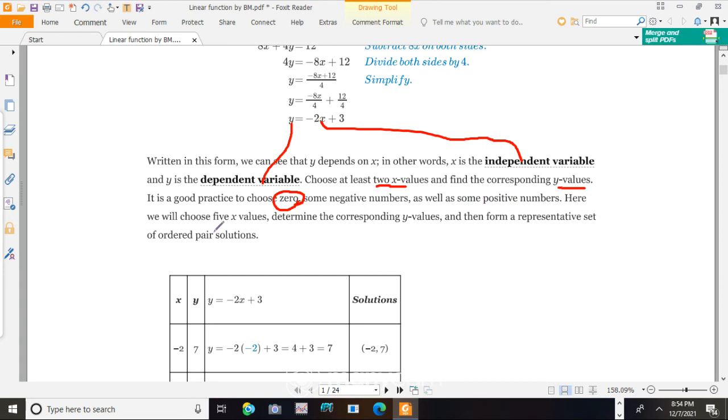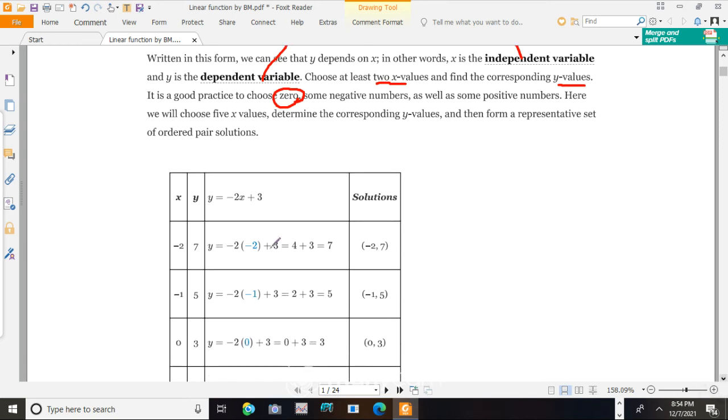Here we will choose 5 x values and determine the corresponding values of y, then form representative sets of ordered pair solutions. Okay, now here you have this table with x, y, and the equation y is equal to minus 2x plus 3, and the solution here. That means the x and y coordinates.